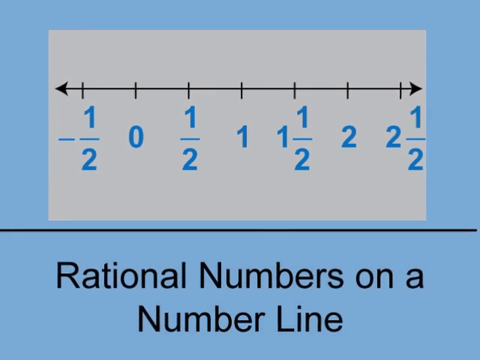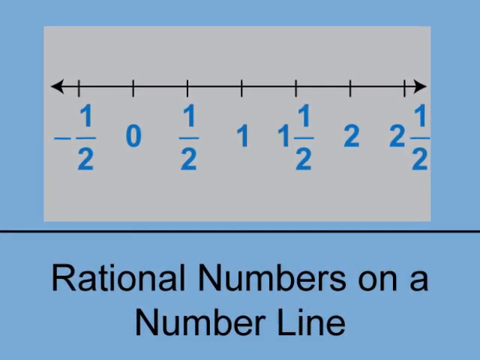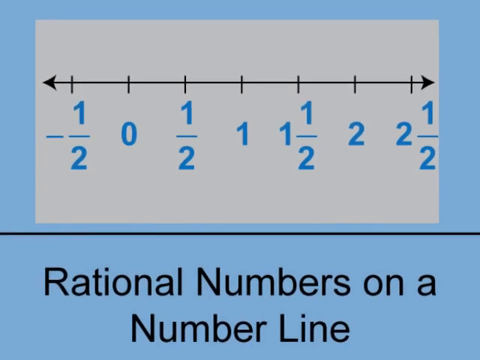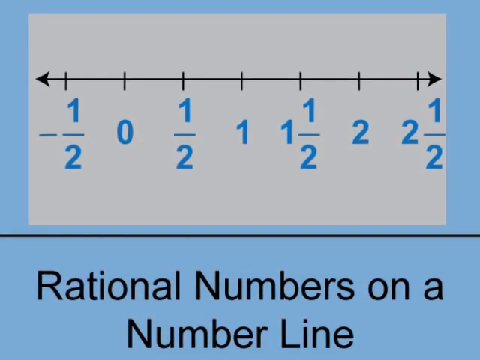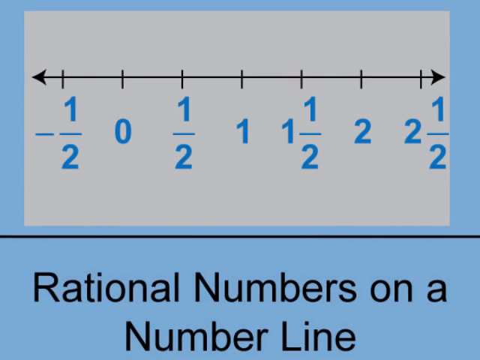We've seen how rational numbers can be used for counting and measurement. In this video, we look at how rational numbers can be represented on a number line. Let's start with an example.